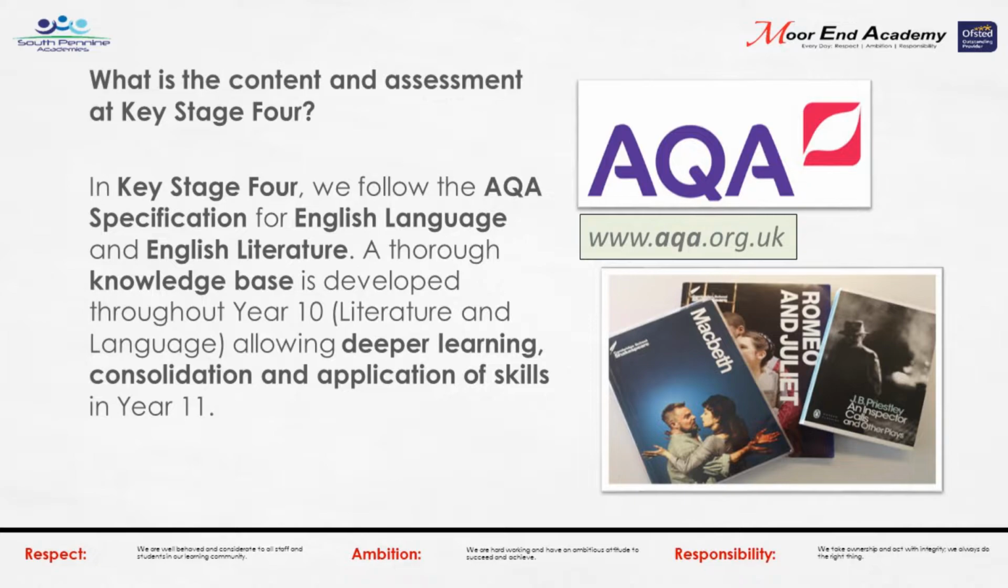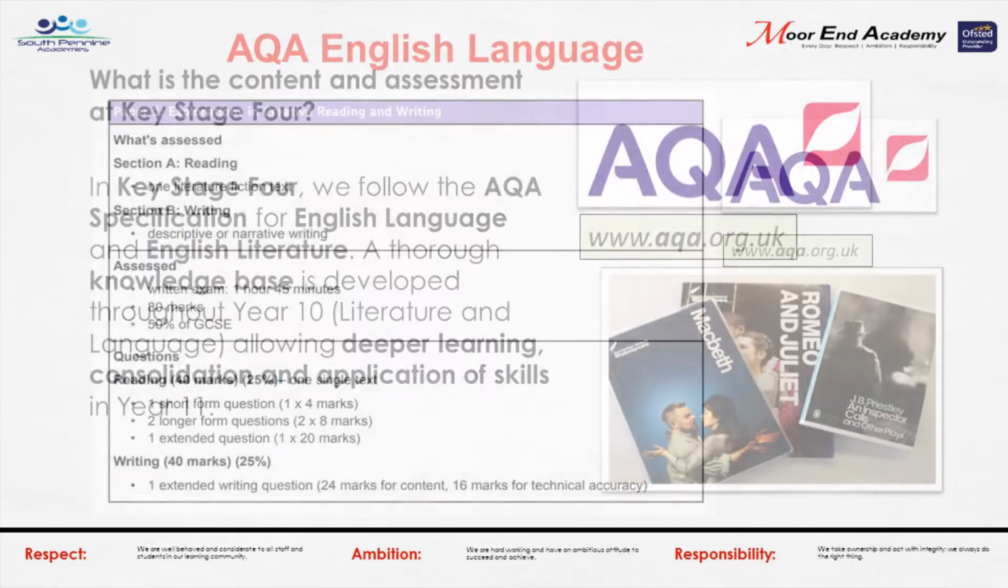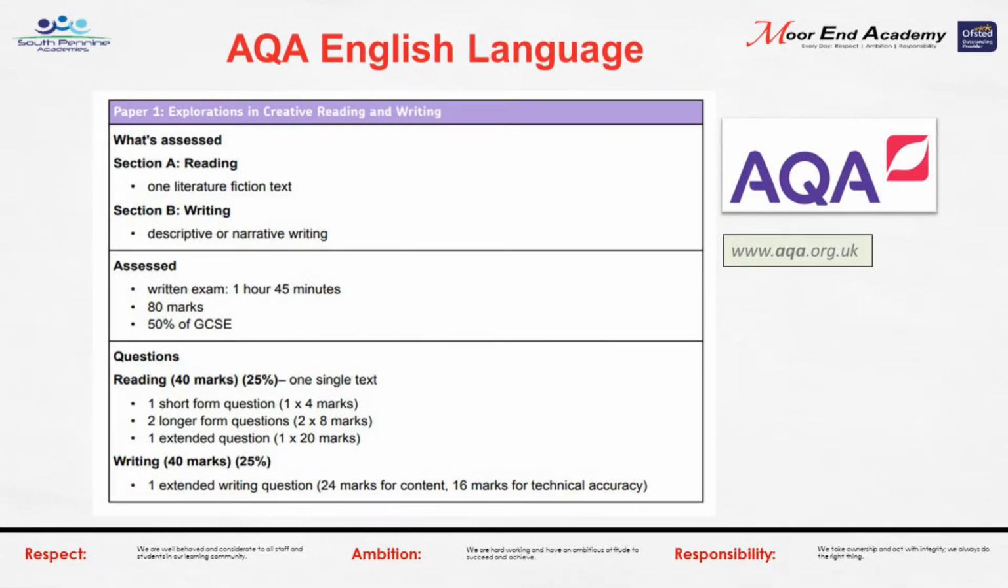If we look more carefully then at what we offer in Key Stage 4, we carefully follow the AQA specification for language and literature. A thorough knowledge base is developed throughout Year 10 for both literature and language, allowing deeper learning, consolidation and application of skills in Year 11 whilst building on what students developed in Year 7, 8 and 9. So on the screen now you can see a breakdown of English Language Paper 1.